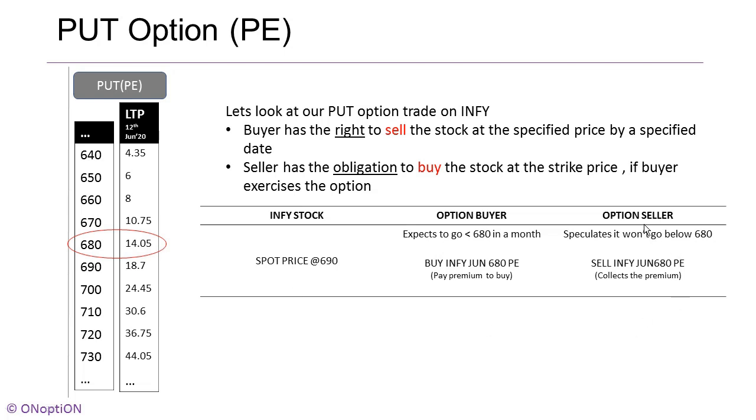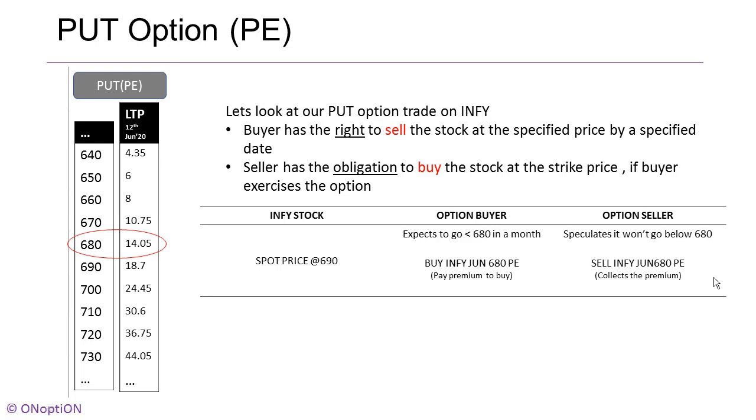What is the option seller thinking when this contract is made? He speculates that it won't go below 680, just the opposite of the buyer's expectation. That's the reason he decided to sell this contract. He sold the INFY June 680 PE contract. When the option buyer buys this contract, he pays a certain premium, as we had seen here. The same premium is collected by the seller.